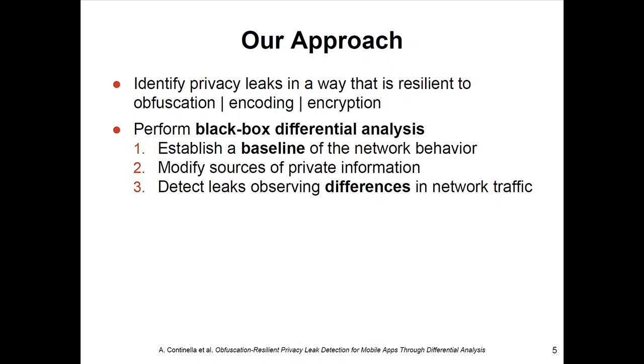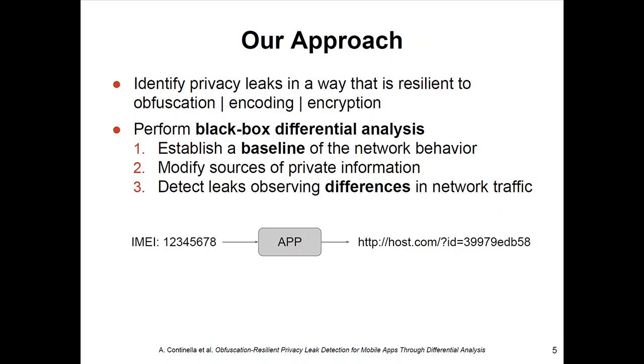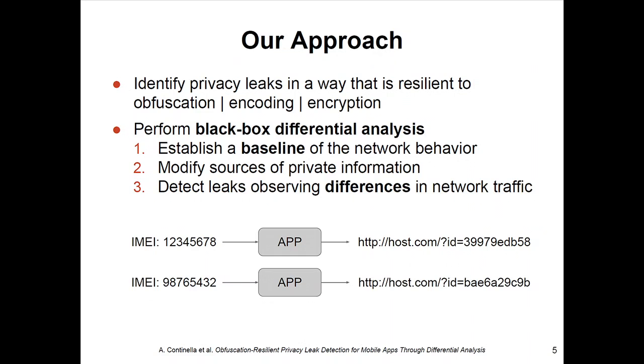The basic idea is to perform black box differential analysis. We first run the application and establish a baseline of the network behavior. Then we modify the values of these sources of private information, and we run the application again, and we are able to detect leaks by observing the differences in the network traffic. For example, in this case, we give an app a certain IMEI code, and we observe the network traffic. Then we change the input, and we see that the outgoing request changes.